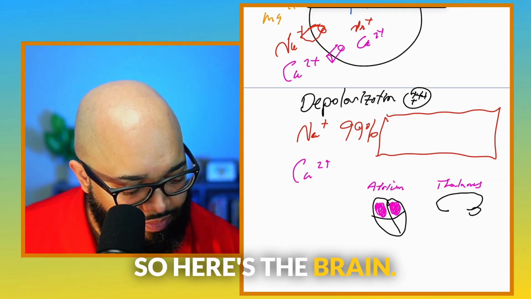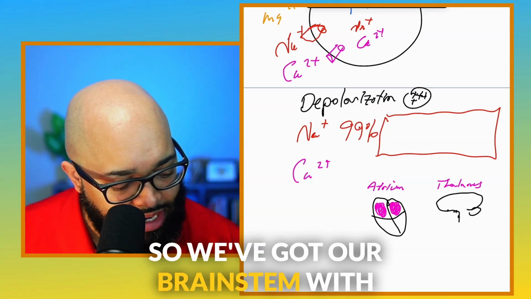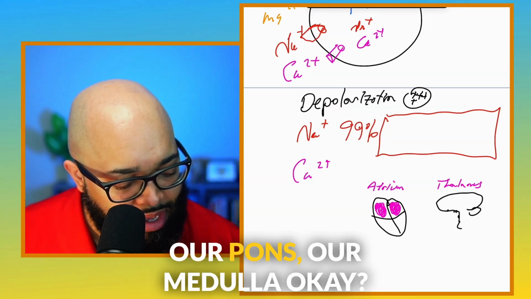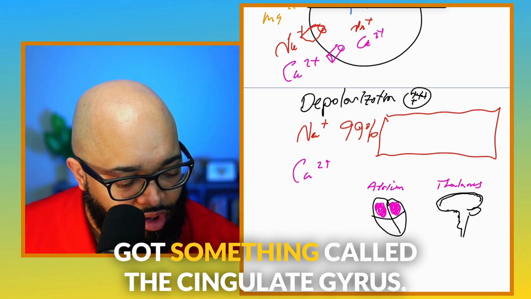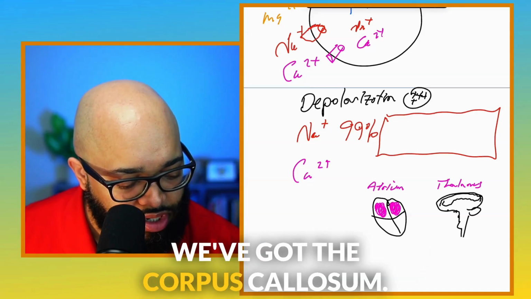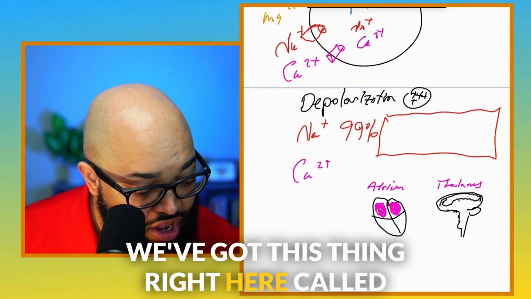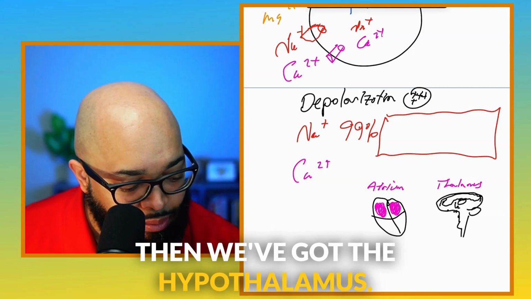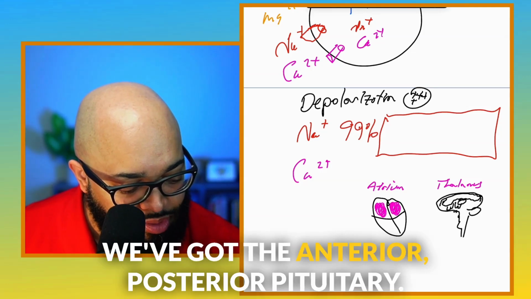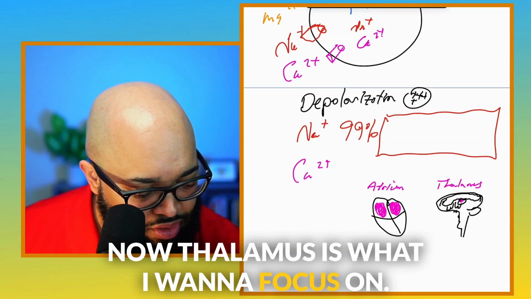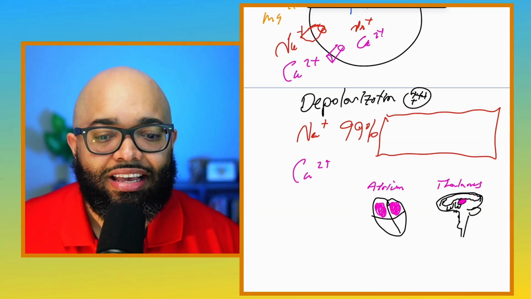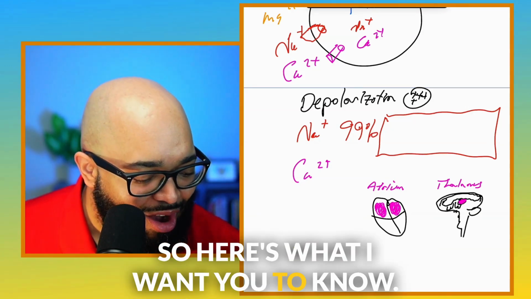So, here's the brain. We've got our brain stem with our midbrain, our pons, our medulla. And then if we look in the brain, we've got something called the cingulate gyrus. We've got the corpus callosum. We've got this thing right here called the thalamus. Then we've got the hypothalamus. We've got the anterior and posterior pituitary. Now, thalamus is what I want to focus on. This one right here.